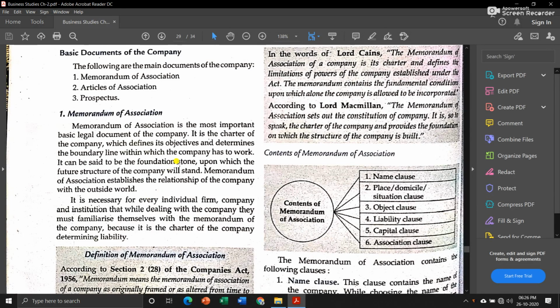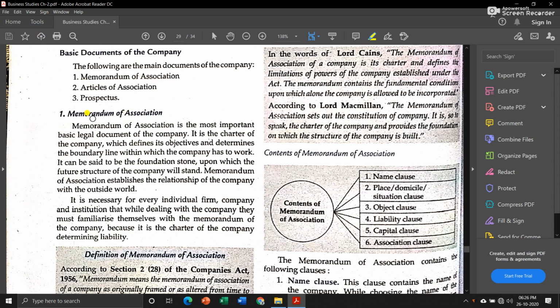Hello everyone. Today we will discuss the last topic of this chapter, that is the basic documents of the company. In our previous session we learned about the documents which a company needs to file while getting registration, certificate of commencement or incorporation certificate from the registrar of companies. So today we will discuss in detail what those documents are.